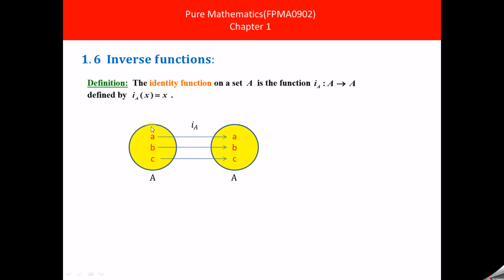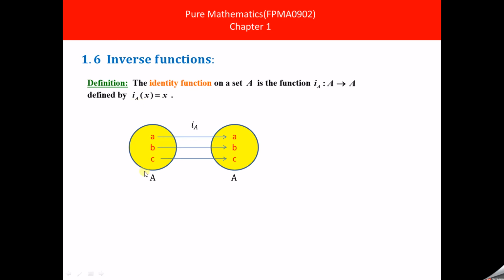For example, if we take the set A containing elements a, b, c, then IA maps the element a to itself, a. The element b is mapped to the same element b. The element c is mapped to the same element c, like that. Every element is mapped to the same element. That we call the identity function.